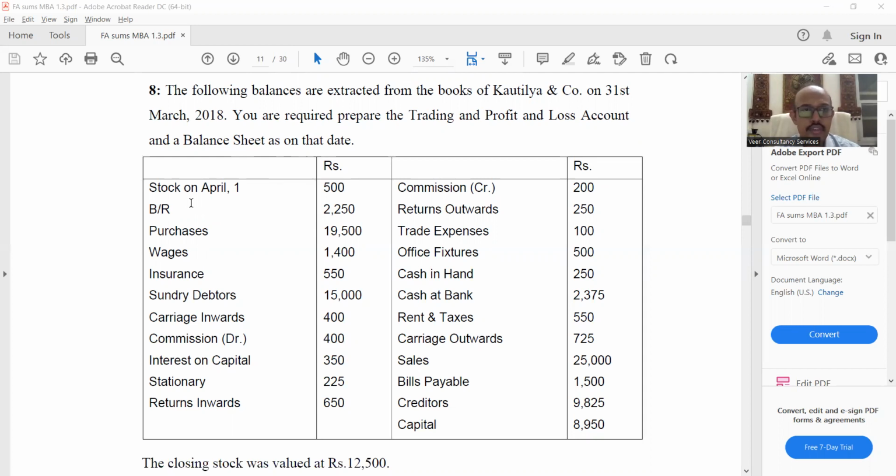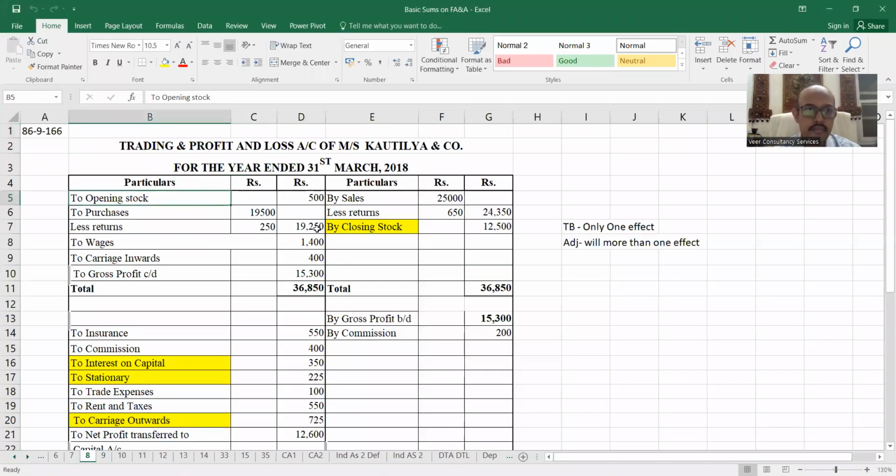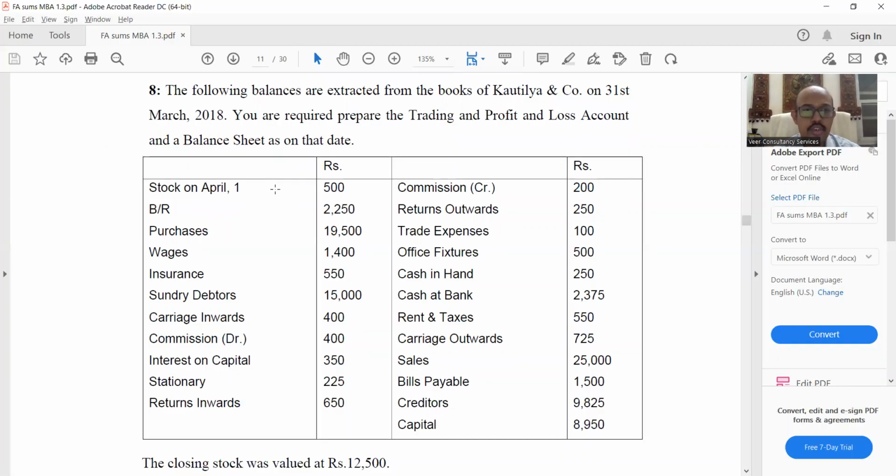So stock on 1st April. This is my opening stock. We all know that the opening stock is recorded on the debit side of the trading account. So just make a note that this particular item, opening stock, should be on the debit side of the trading account as opening balance.